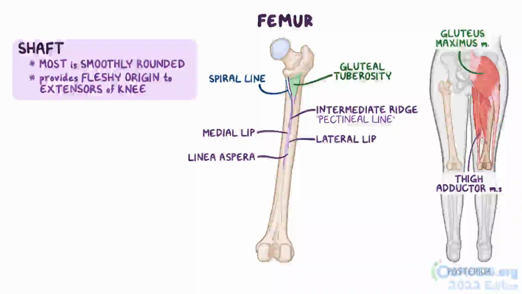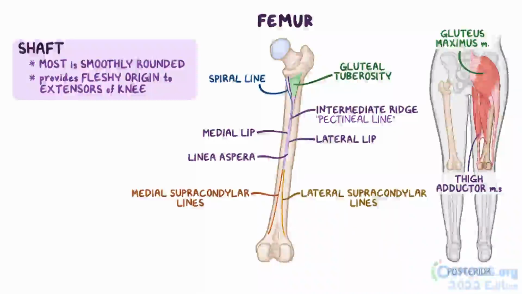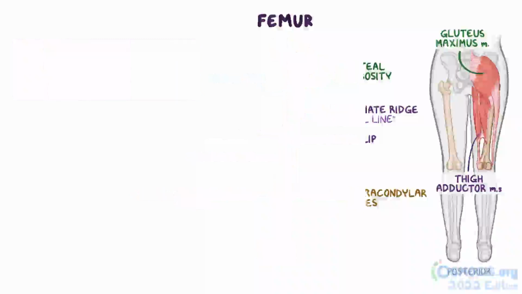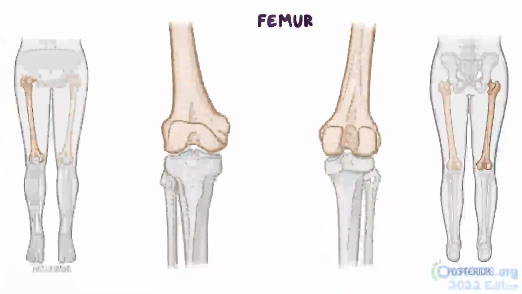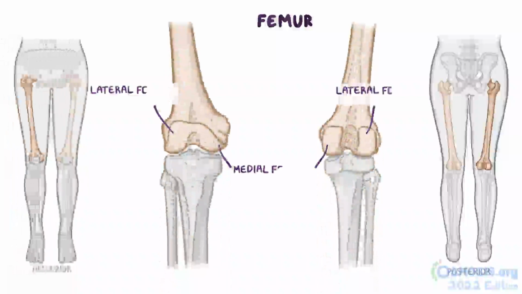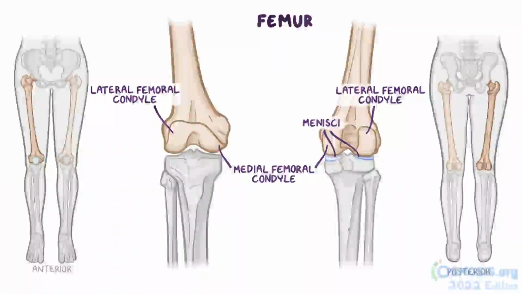Switching to its inferior part, here, the linea aspera divides into a medial and lateral supracondylar lines, which lead you to, you've guessed it, the medial and lateral femoral condyles. Speaking of which, let's look at the distal femur, which consists almost entirely of two round prominences called the medial and lateral femoral condyles. The femoral condyles articulate with the menisci, which are two plates of cartilage on top of the tibia, and with the tibial condyles to form the knee joint.